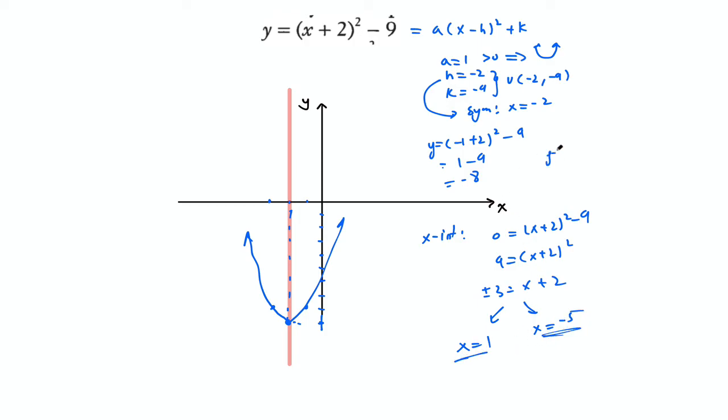And for the y-intercept, we're trying to figure out, when the x value is 0, what is the y value? So this one is going to be 2 squared minus 9, so that's 4 minus 9. So you end up with just minus 5. So this value should be minus 5. 1, 2, 3, 4, 5. So right here.